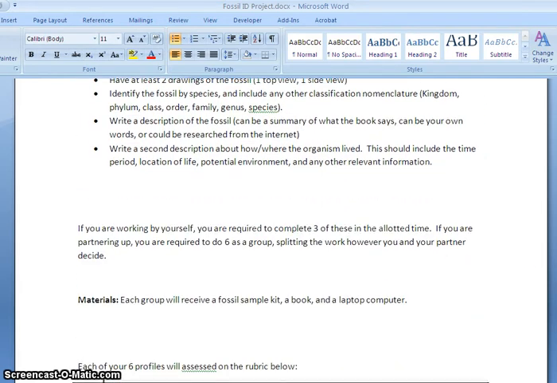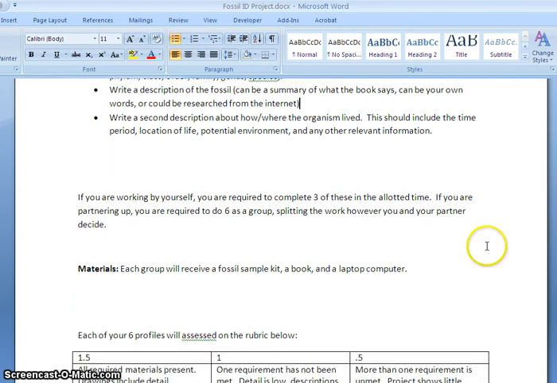Okay. Again, if you're working by yourself, which you can choose to do, you're going to do 3 of these in the allotted time. Now, if you choose to partner up, you can, but then you need to do 6 between you and your partner. Each group will get a kit, a book, and a laptop computer. All these things are provided. You guys may need to share laptops, as I only have 10, but other than that, we can go from there.